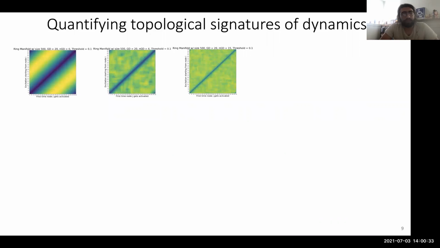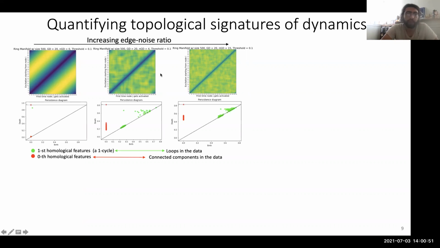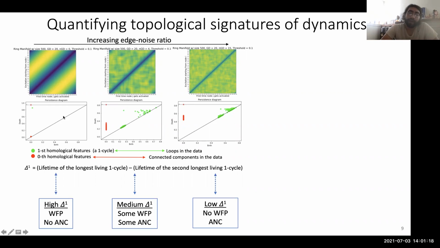So how do we quantify these topological signatures? Once I measure the activation distance between every pair ij, I obtain these distance matrices for increasing edge noise ratio values. When I compute the persistent homology, each of these matrices encodes a different type of topological signature, which I can read from the persistence diagrams. I'm going to define a term to quantify this: the difference between the lifetimes of the longest living two 1-cycles. A high delta 1 means that the signal is following the wavefront, following the manifold structure. A low delta means that the signal did not follow the manifold structure. It kind of teleported everywhere in the network.